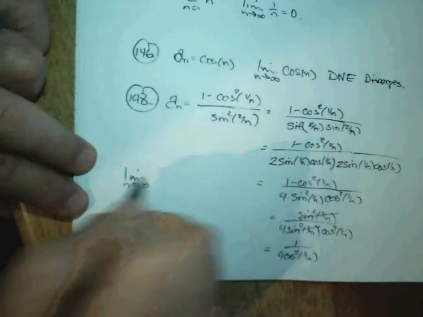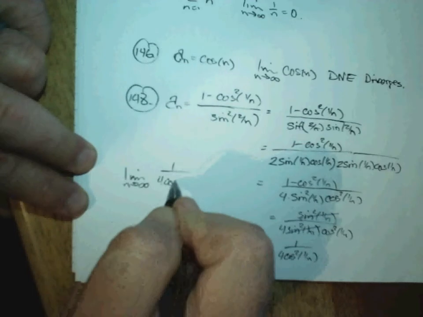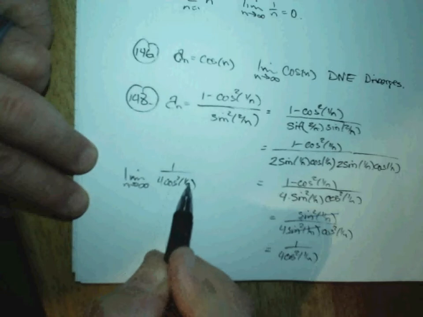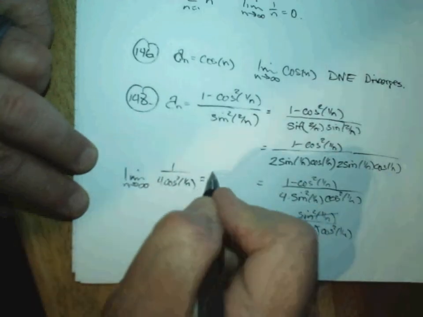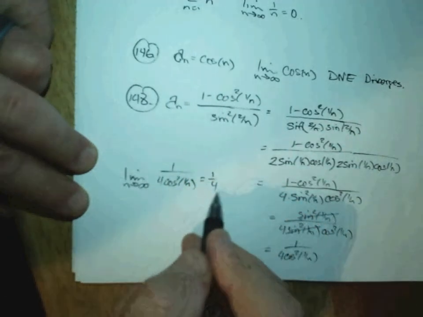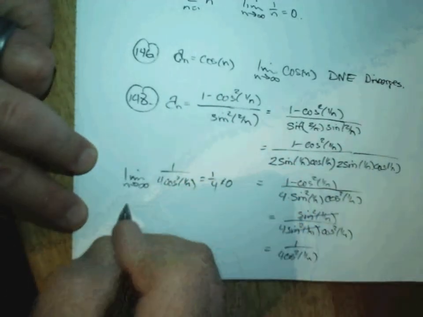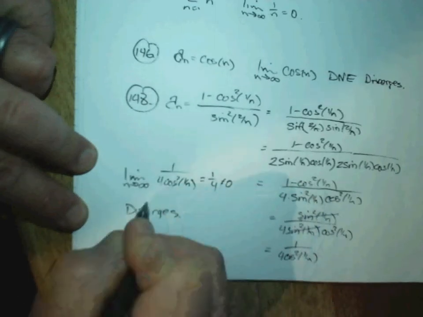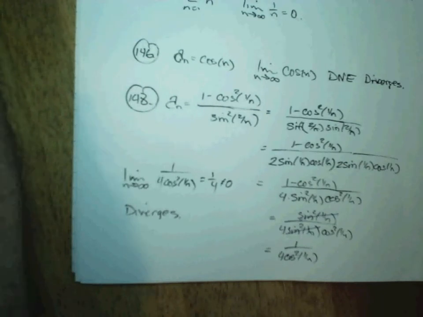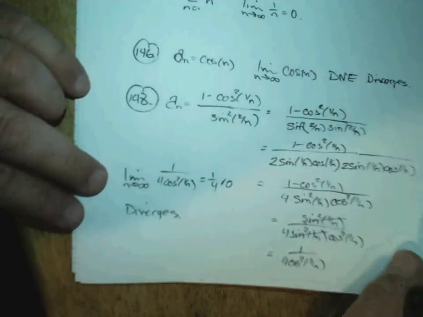Now, take the limit. We'll do that over here. The limit as n goes to infinity of 1 over 4 cos squared 1 over n. As n goes to infinity, 1 over n becomes 0. The cosine of 0 is 1. So you get 1/4. If the limit of the terms of your series is not 0, we have divergence. All right, so quite a few examples there of the divergence test. Always good to be able to practice some basic limits.